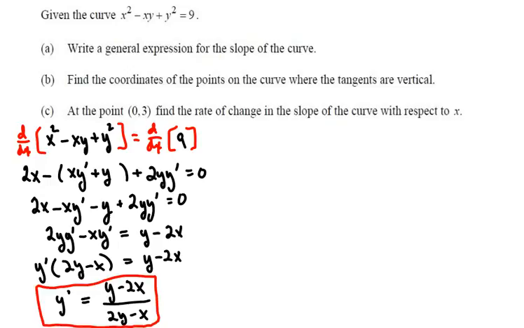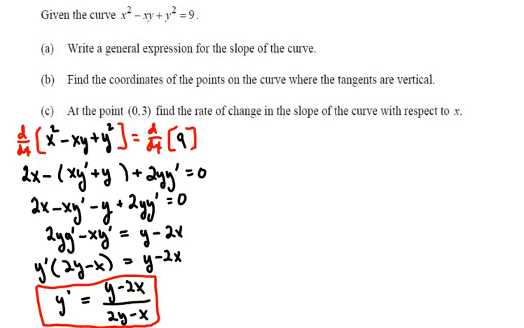Next, I want to find the coordinates of the points on the curve where the tangents are vertical. In a derivative, especially in a derivative that is in a rational form, a fractional form, the derivative will be 0 when the numerator is 0, and the derivative will be undefined when the denominator is 0. Said another way, the derivative will be horizontal when the numerator is 0, will be vertical when the denominator is 0. And so we're looking for vertical tangents.